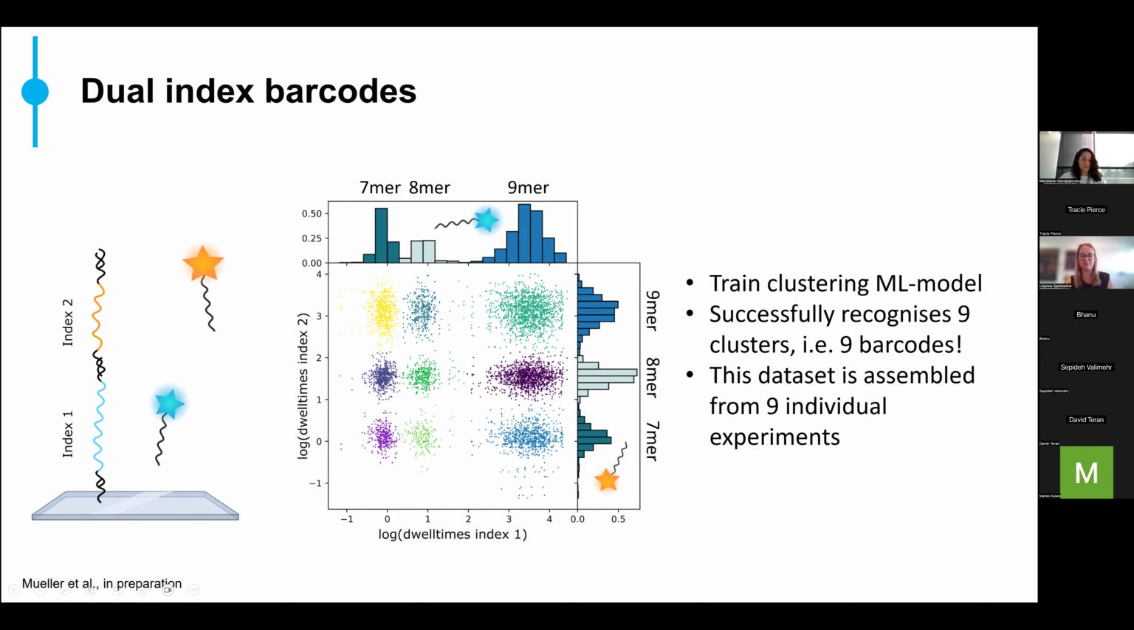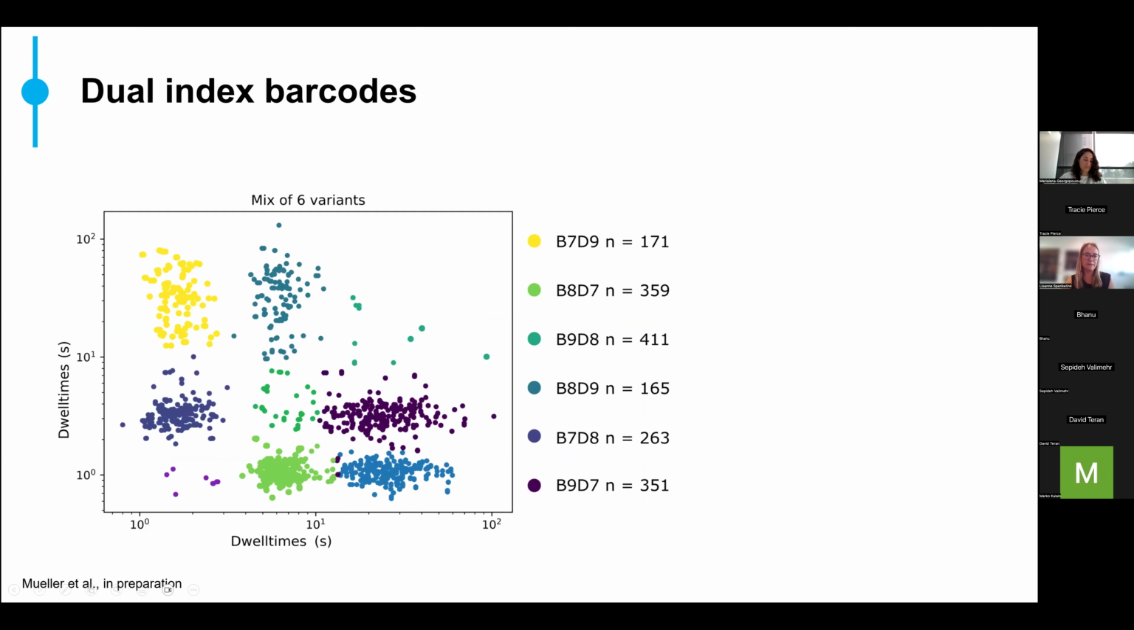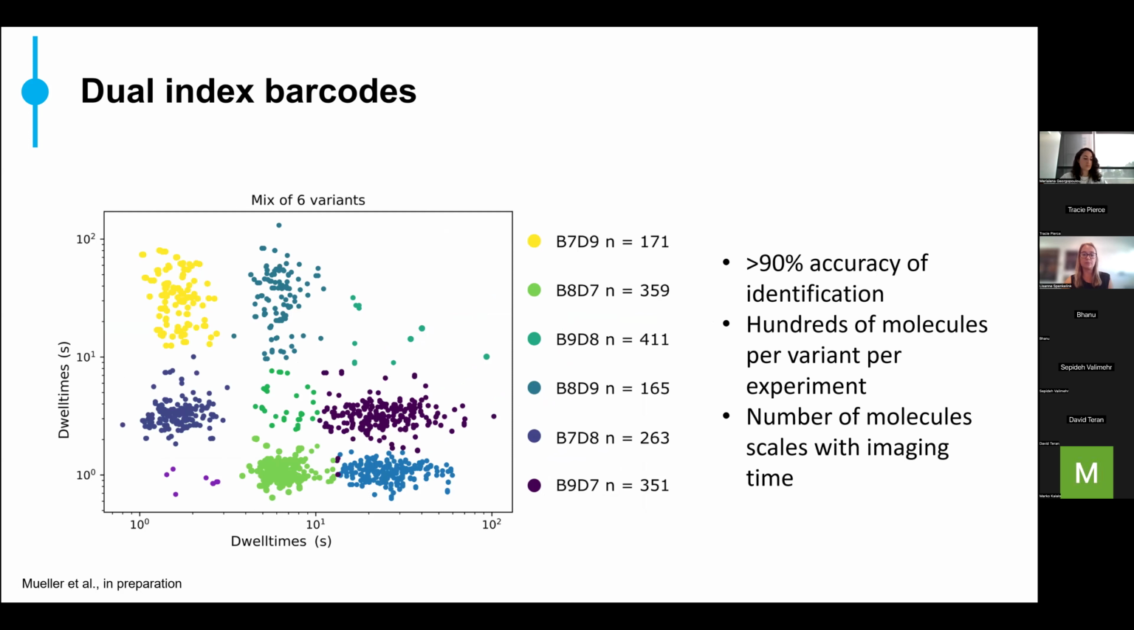But then, does it really work is the question, I guess. So here we did an experiment where we deliberately left out the variants that lie on the diagonal here, so the 7-7, the 8-8, and the 9-9. And then we asked ourselves, can we identify the correct variants? What you can see is that there are a few mishits here and there, but we have a larger than 90% accuracy of identification.